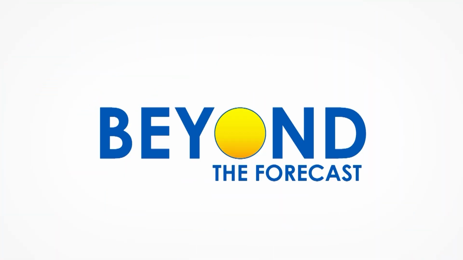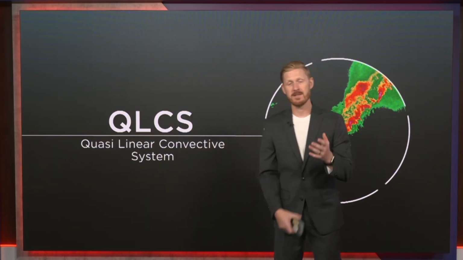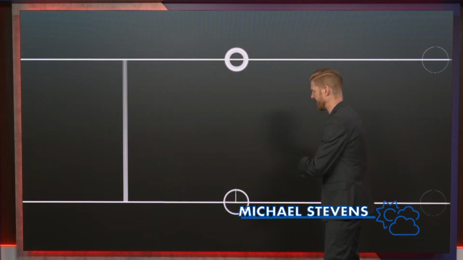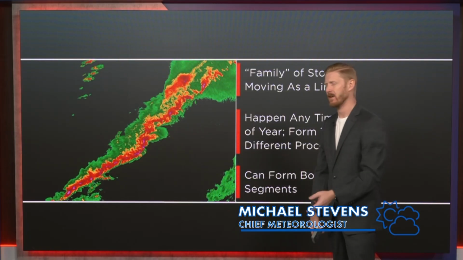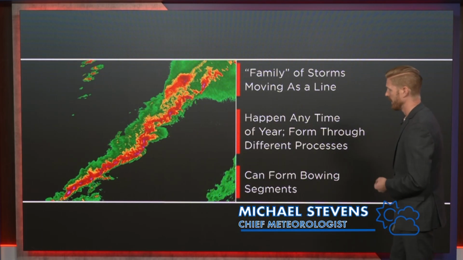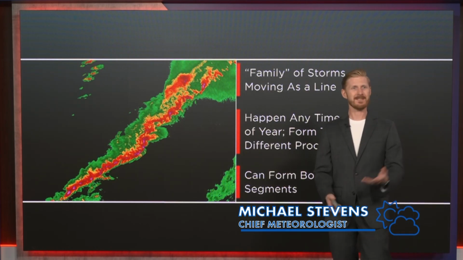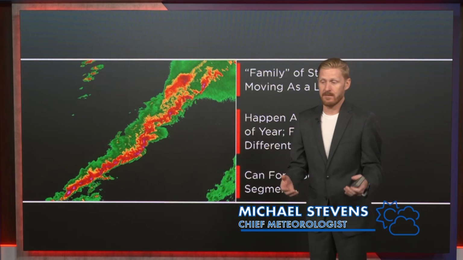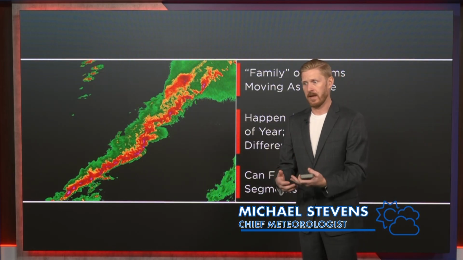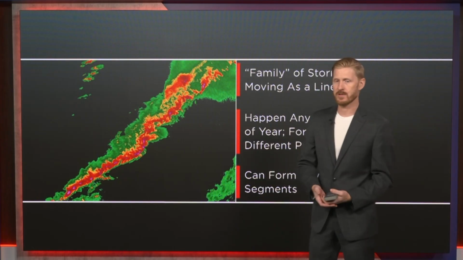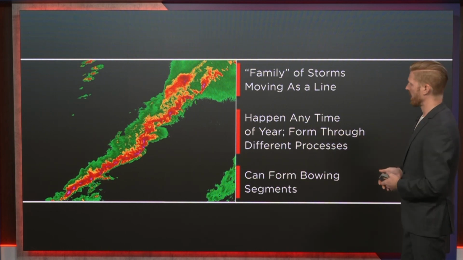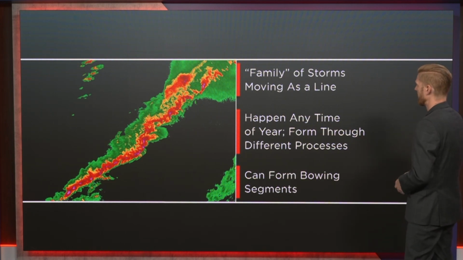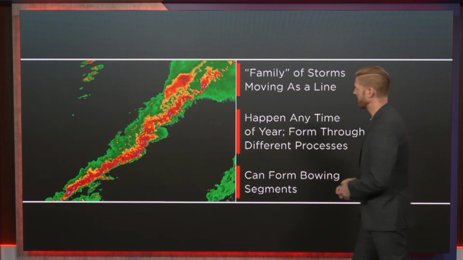And welcome back, everyone, to Beyond the Forecast. Today, we are going to take a look at QLCS. You might have heard us refer to this before, but it is Quasi-Linear Convective System. What is that? What does that mean? Well, it's just a line of storms that can be severe, that can spawn tornadoes, downbursts, just a line of severe weather. And we tend to see these at times in northern Michigan, but it is essentially a family of storms moving as a line.